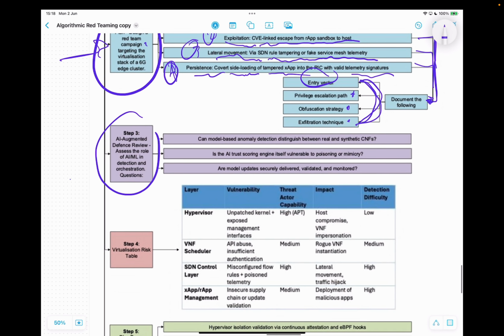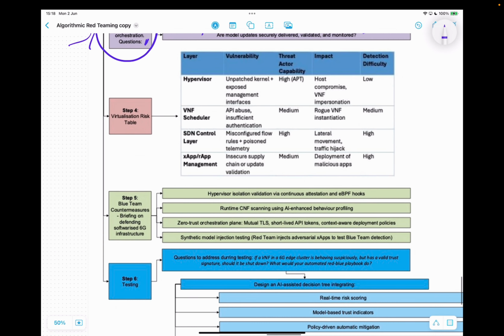Step number 4, AI-augmented defense review, to assess the role of AI and machine learning in detection and orchestration. So the question here is, can the model-based anomaly detection distinguish between real and synthetic CNFs? Is the AI trust scoring engine itself vulnerable to poisoning or mimicry? Are the model updates securely delivered, validated, or monitored? Those are the things that you need to have in this defense review. Those are the questions that you need to answer.